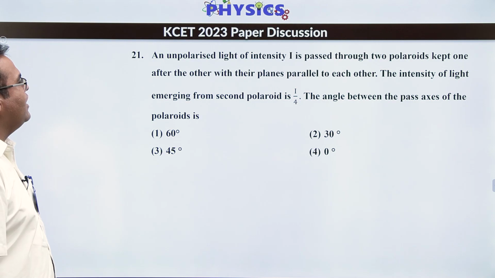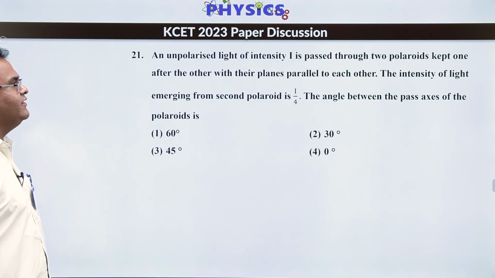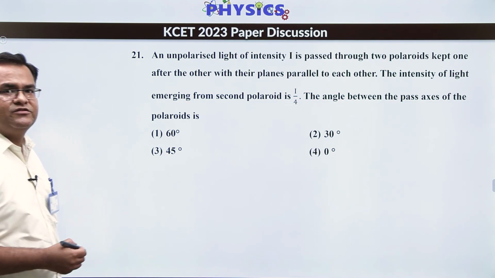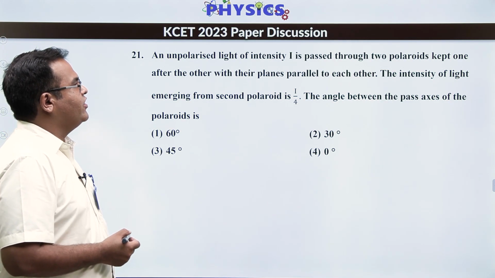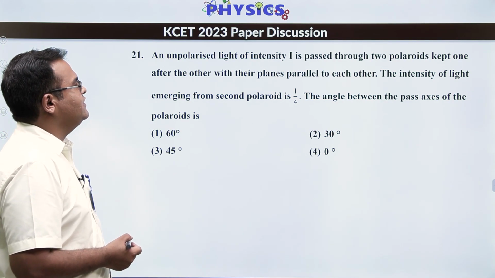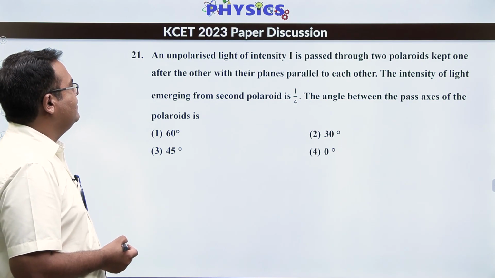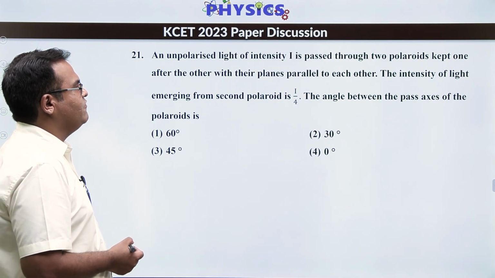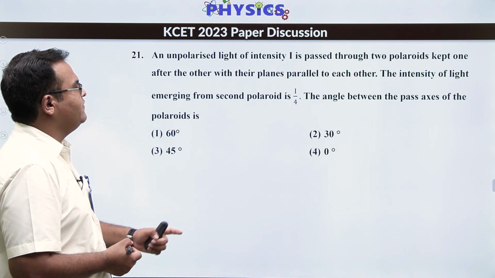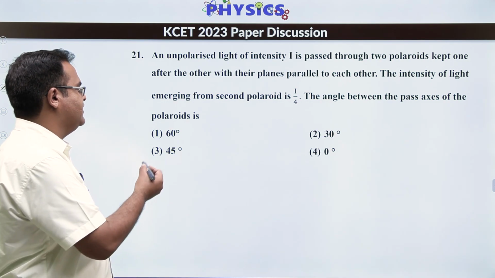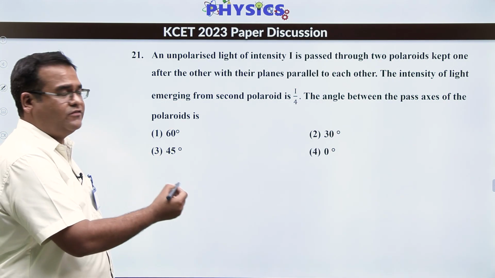It says that an unpolarized light of intensity I is passed through 2 polaroids kept one after the other with their planes parallel to each other. The intensity of the light emerging from the second polaroid is I by 4. So the angle between the pass axes of the polaroids is what? 60 degree, 30 degree, 45 degree or 0 degree.